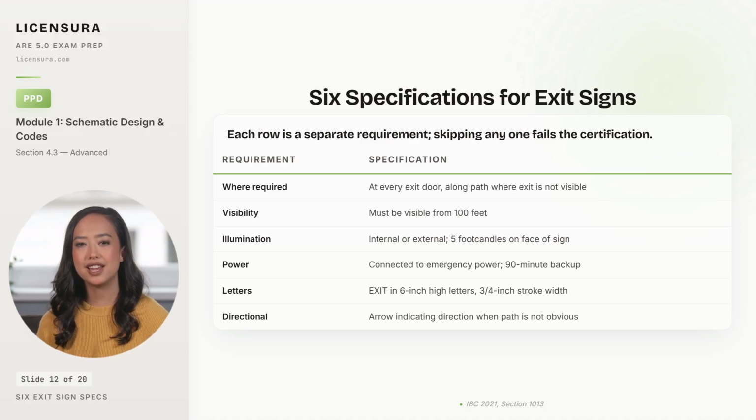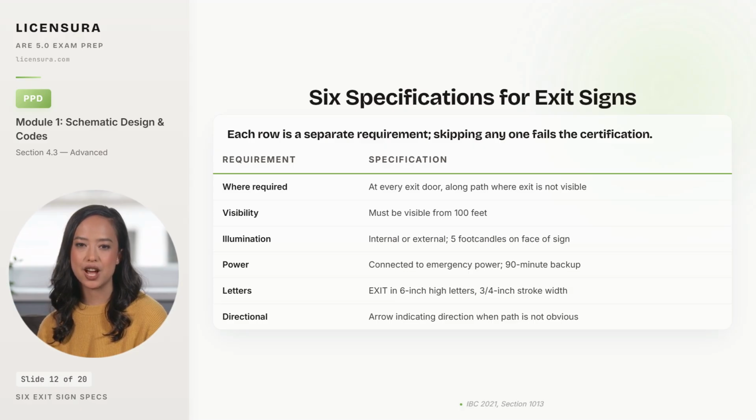Second, visibility distance. The sign must be readable from 100 feet, which drives both size and contrast. Third, illumination. Internally or externally illuminated, with 5 foot candles on the face of the sign. Self-luminous, photoluminescent options exist, but are subject to additional listing requirements. Fourth, power. Connected to emergency power with a minimum of 90 minutes of backup, matching the emergency lighting duration.